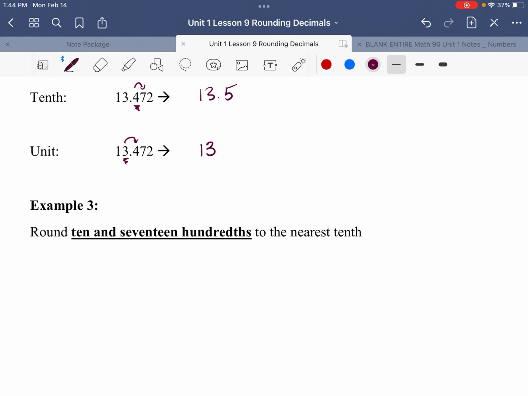And our last example here, round 10 and 17 hundredths to the nearest tenth. First, we need to make the number, so 10 and, the word and means a decimal, 17 hundredths. Then we're going to round it to the nearest tenth, so we look at the 1, and this actually rounds to 10.2. The 7 will increase the 1 to 2.